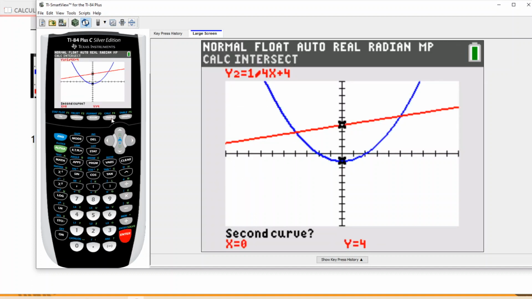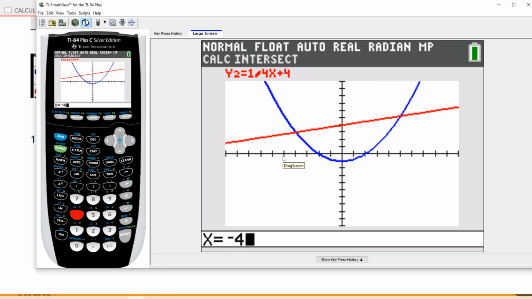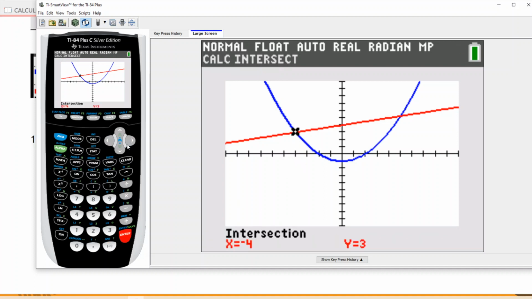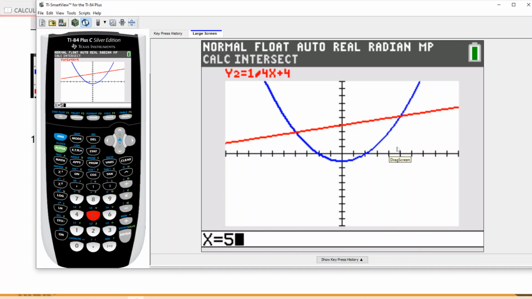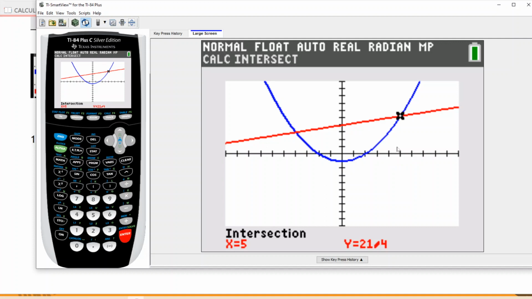So blue curve, red curve, push enter. Next one is a guess. This guess looks like it's about -1, 2, 3, 4, right around -4. And yes, it is -4. Next, we'll find the intersection on the right side by calculate intersect. First curve is blue, second curve is red. Take a guess. That looks like around 1, 2, 3, 4. It looks like around 5 actually. So we'll put a 5 in there, and it actually is 5.